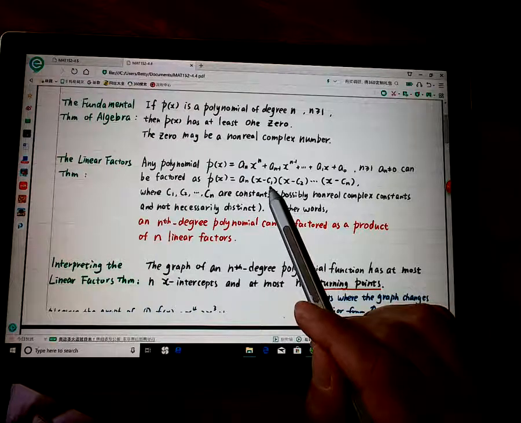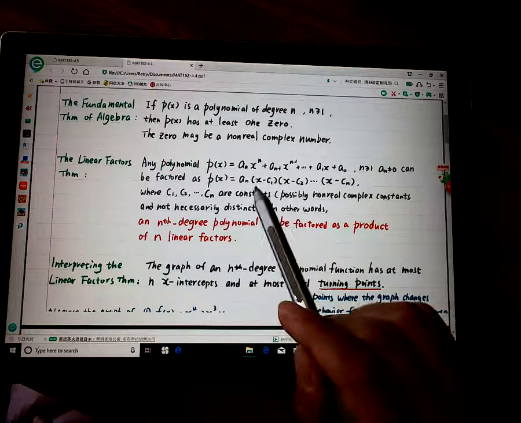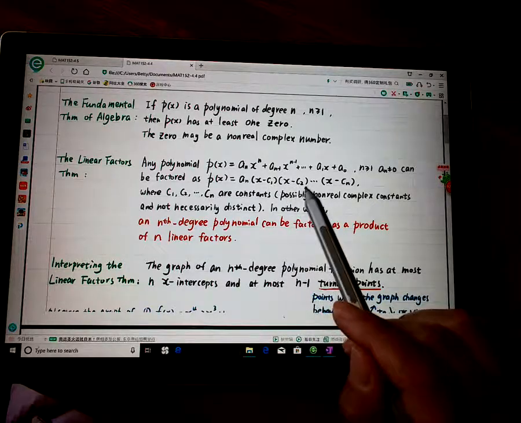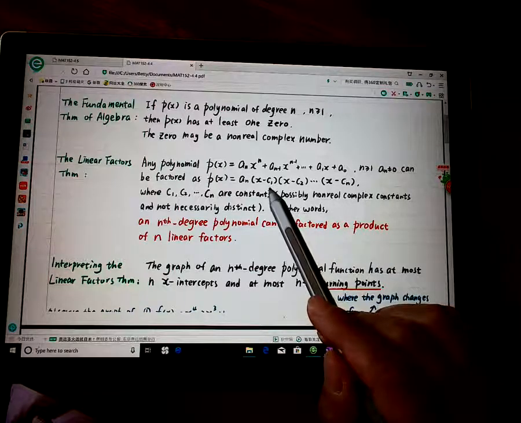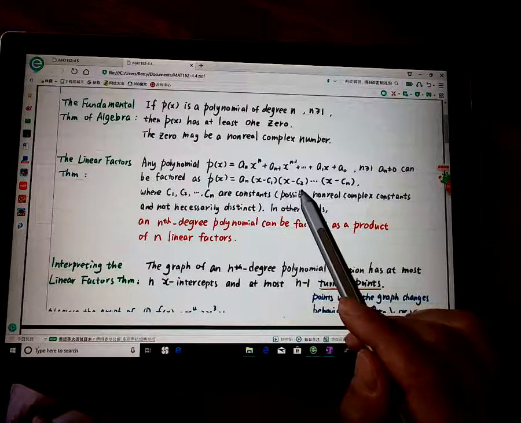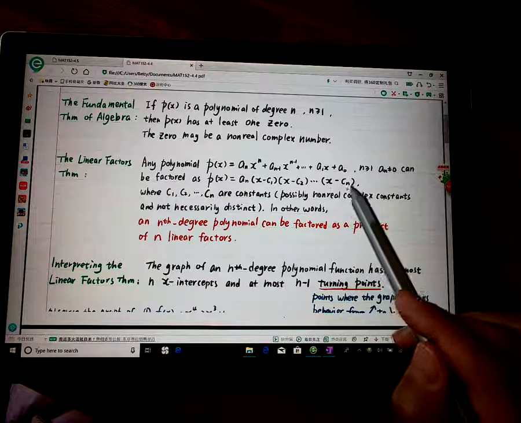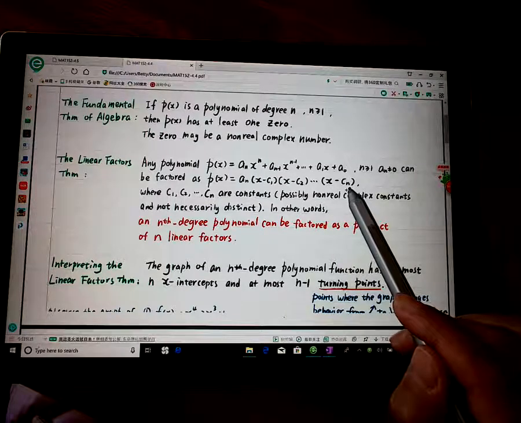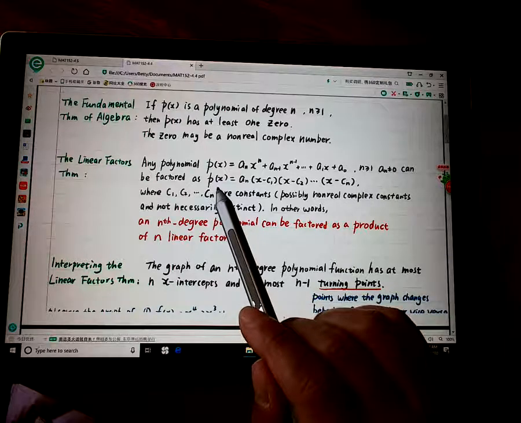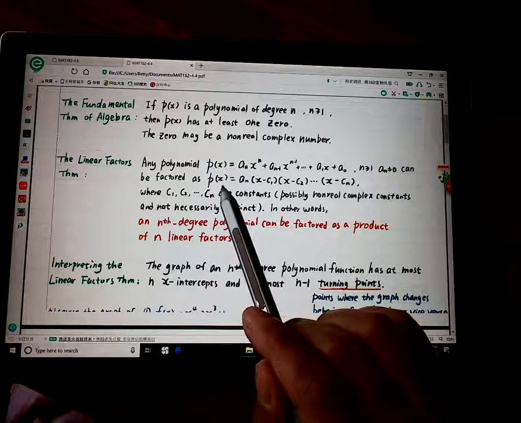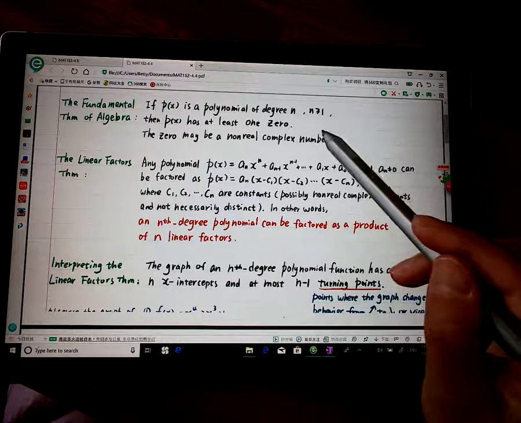The constants could be real numbers, or non-real complex numbers. So x minus c1, x minus c2, and so on, x minus cn. We can see c sub 1, c sub 2, and so on, all the way to c sub n. They are the n zeros of the polynomial p of x. It's consistent with the content of the fundamental theorem of algebra.